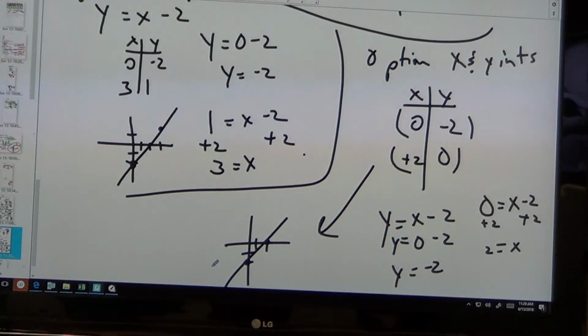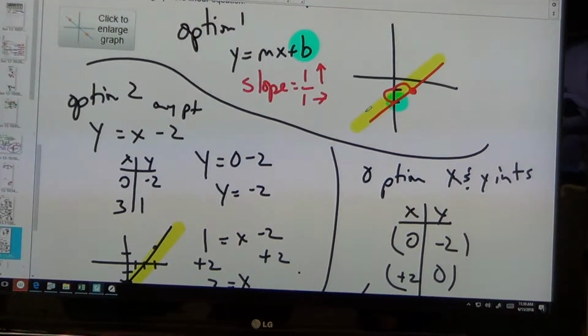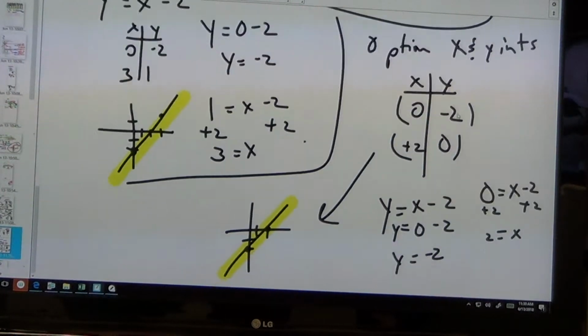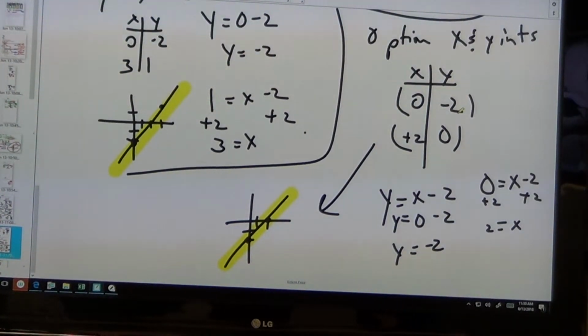So if you notice in all three of these, there's my line, and there's my line. They're all three the same line. They're all three on top of each other. It was just 3 different ways of getting that line.